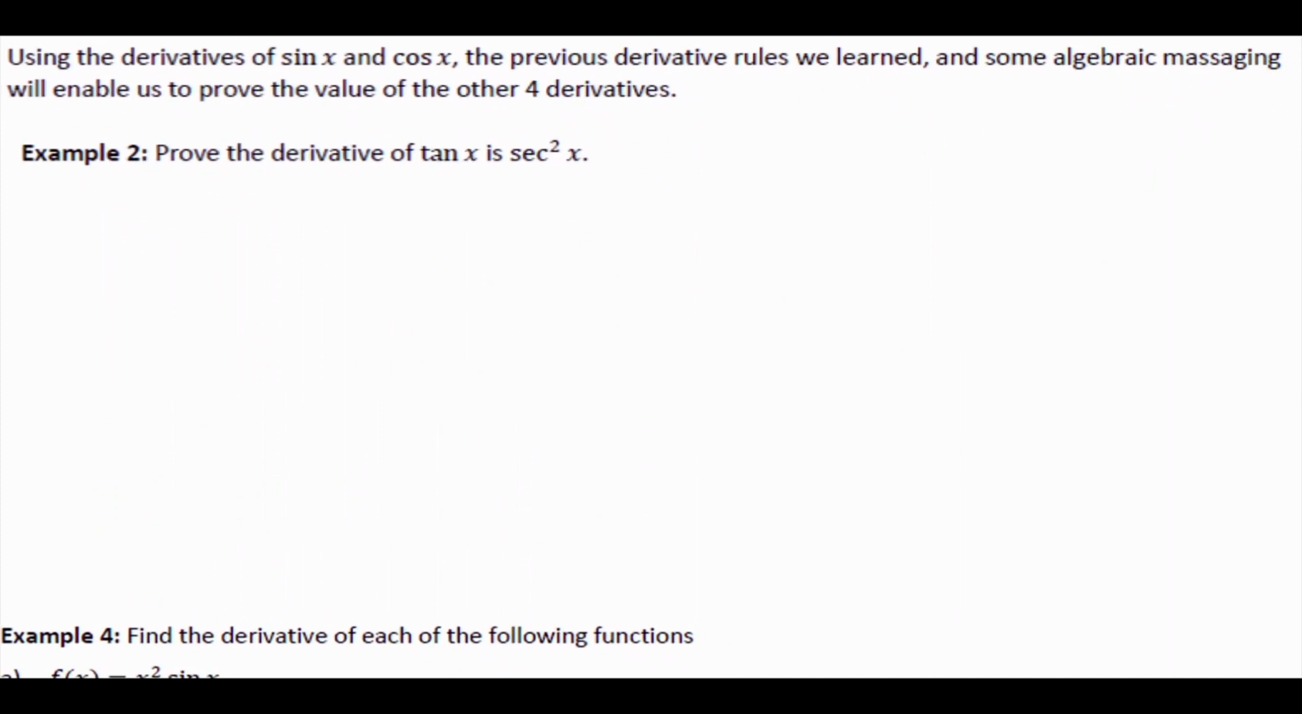We'll do one more proof, quasi-proof, and then we'll start doing some problems. So we've proven why the derivative of sine is cosine. We've proven why the derivative of cosine is negative sine, right? So now we're going to prove why the derivative of tangent is secant squared.